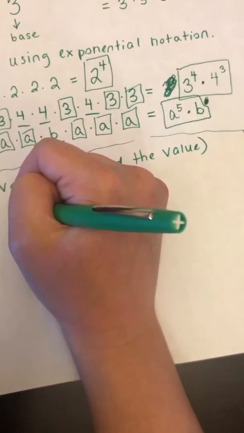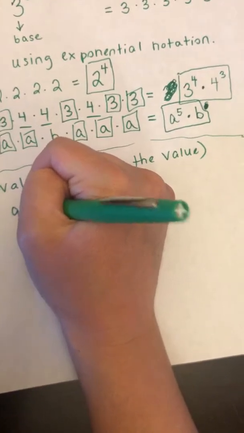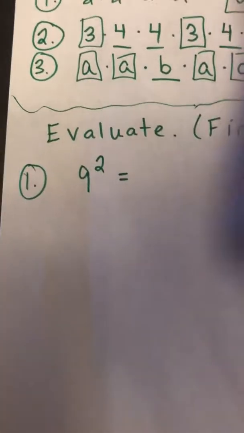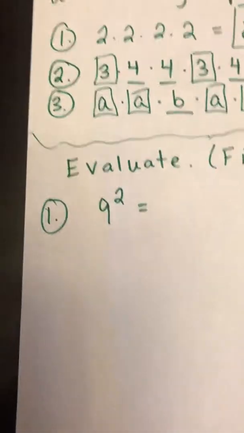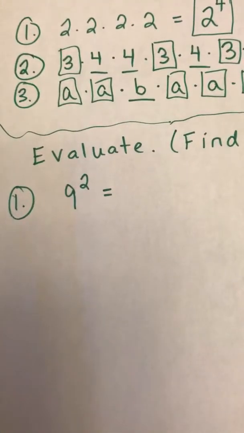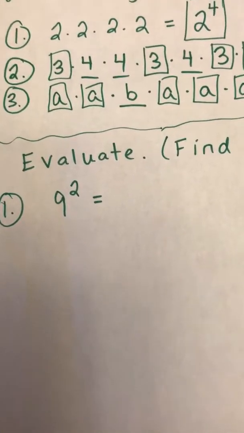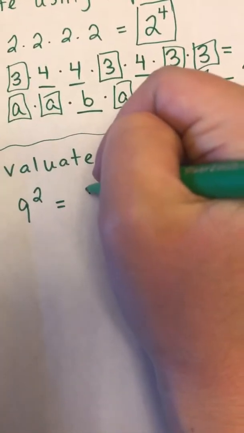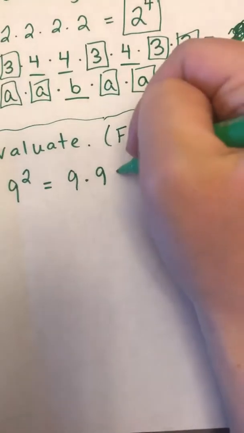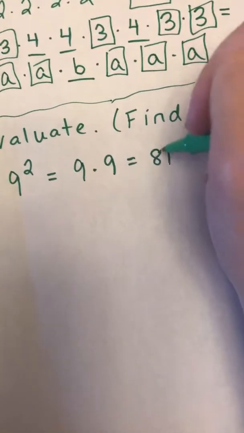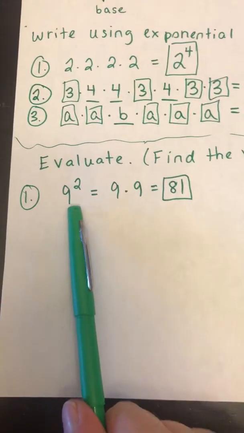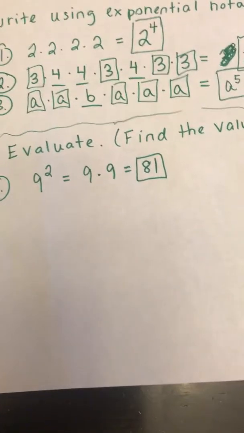So let's call this number 1. If I give you 9 to the second power, and by the way, another name for 9 to the second power is 9 squared, if you hear people say that. So 9 squared does not mean 9 times 2. It means the number 9 repeated twice, so it means 9 times 9. And what is 9 times 9? It's 81. So we evaluated 9 squared and found out that it was 81.